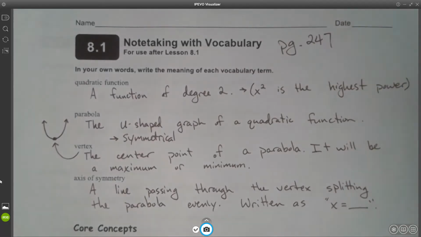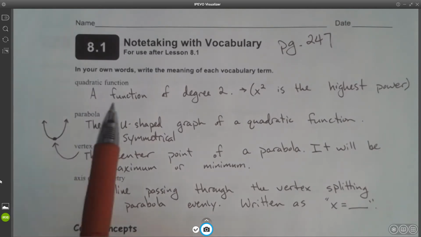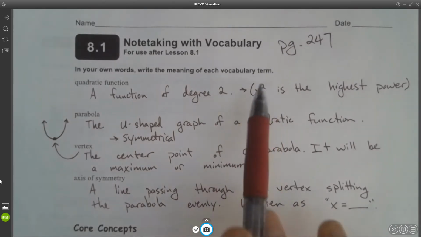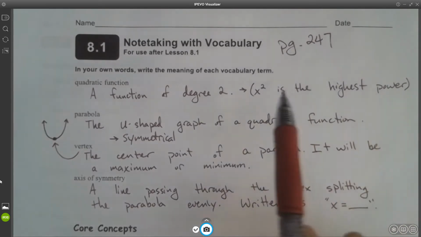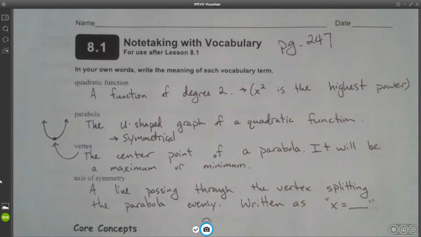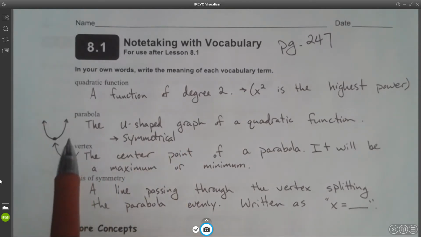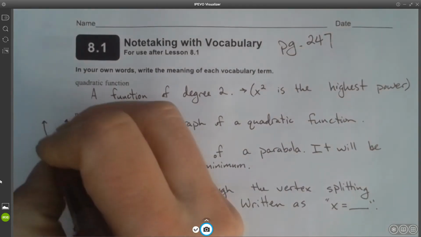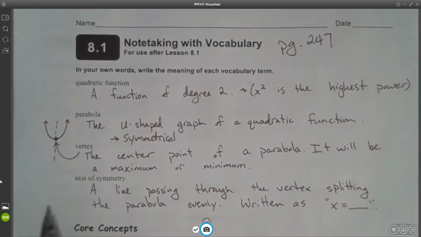In section 8.1, we are starting our work with quadratic functions, which is just a function of degree 2. That just means that x to the second is the highest power on any of the x variables in that function. Every time we make a graph of one of these, it's always going to follow this U shape that's called a parabola. One thing to note about those is that they're always symmetrical down the middle. The left half and the right half are going to be the same.